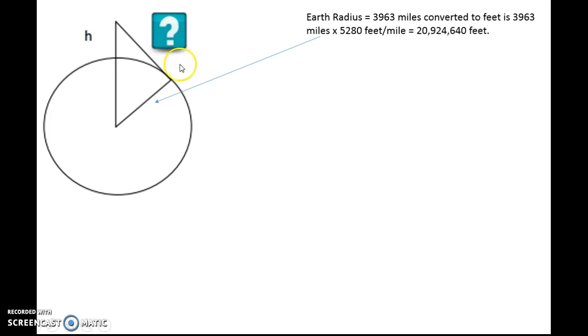So here, if you were to step away from the side, and here is the world. That's the center of the world. These are both the radii of the world, and this is roughly 3,963 miles. I use miles. And if you convert that to feet, times 5,280, it's a big amount of feet right there.